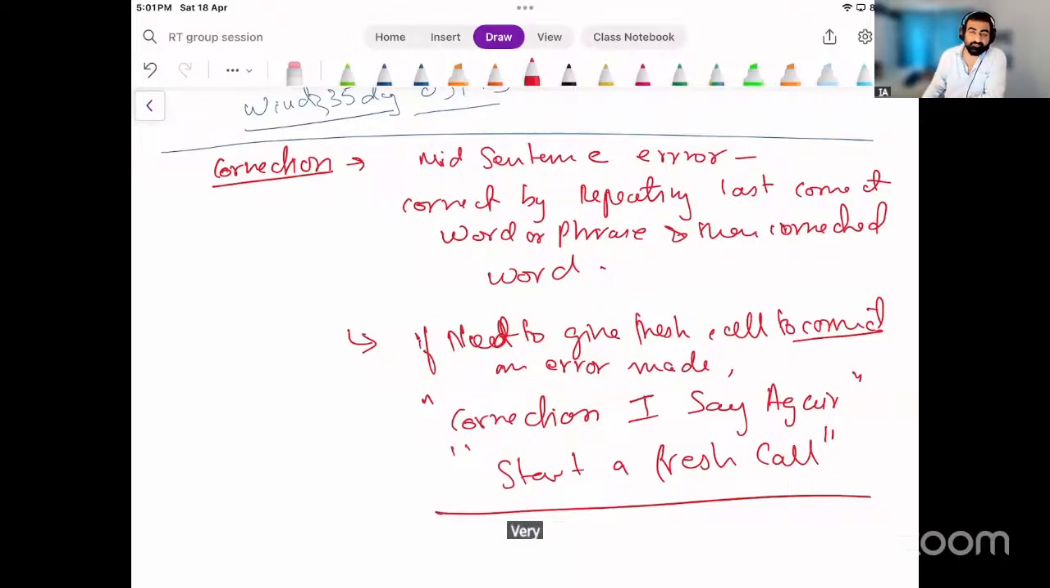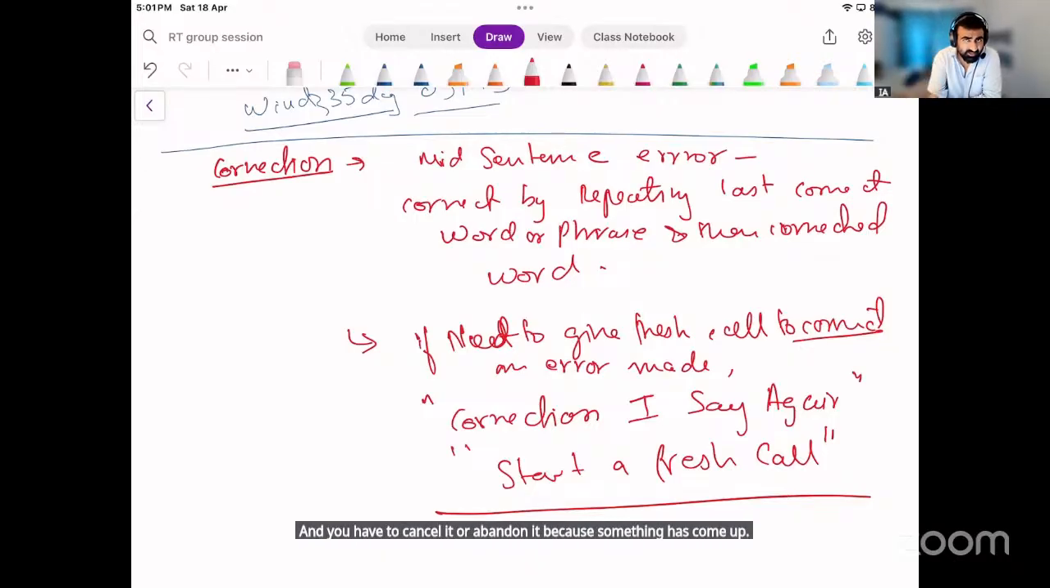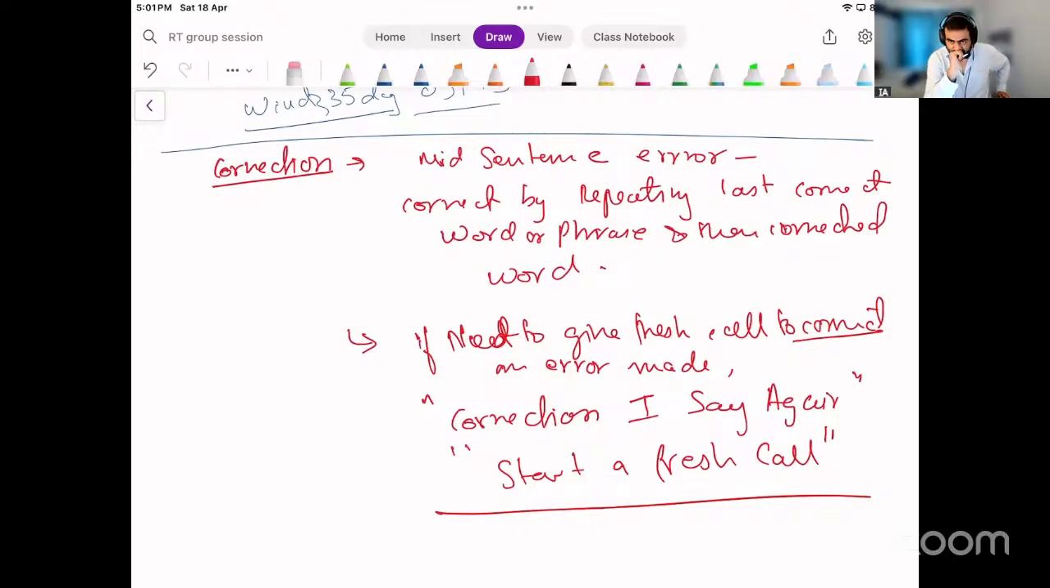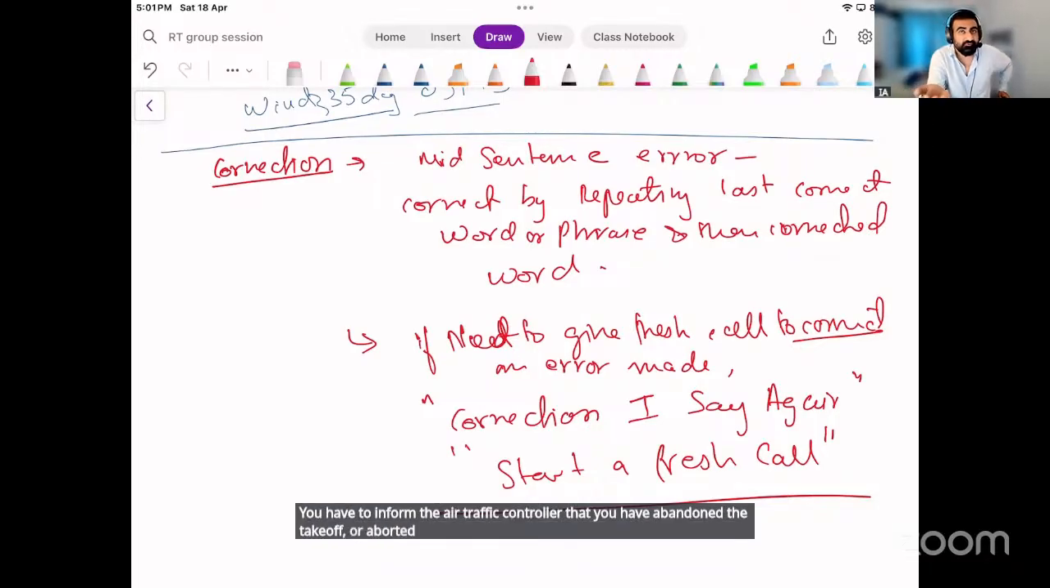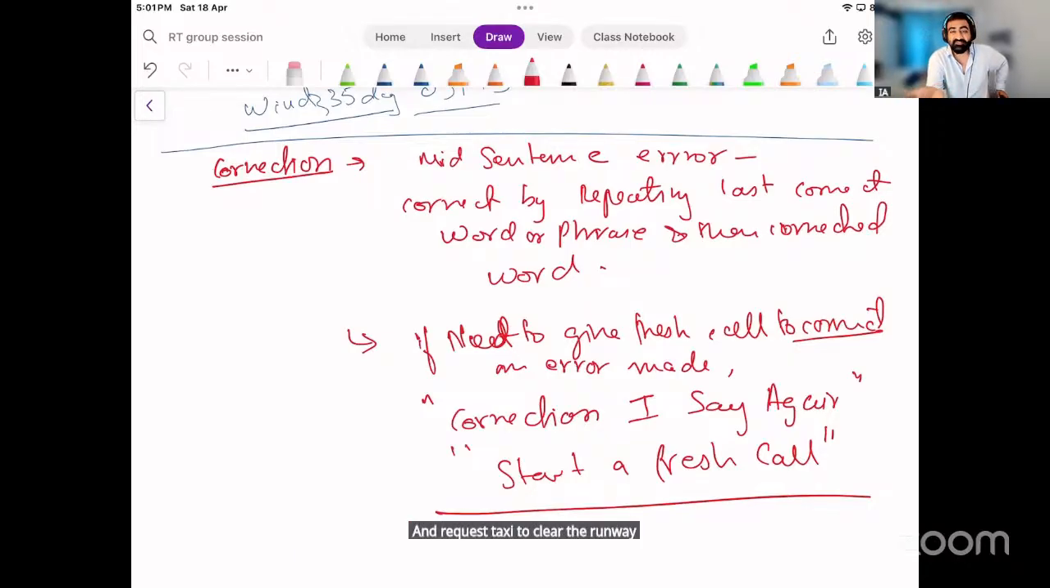Very important thing. Whenever you are abandoning the maneuver for takeoff, basically you have begun your takeoff roll and you have to cancel or abandon it because something has come up ahead on the takeoff path or maybe on the runway, you have to inform the air traffic controller that you have abandoned or aborted the takeoff, and request taxi to clear the runway and maybe some other instructions if you need.